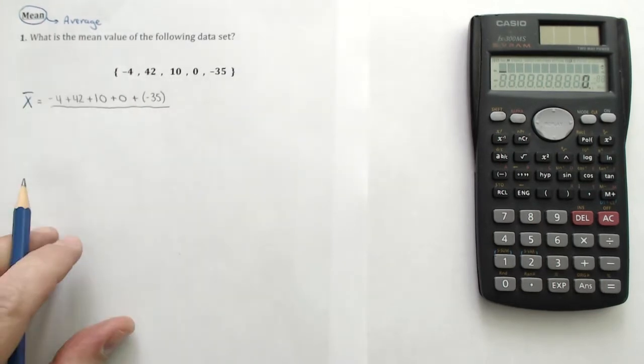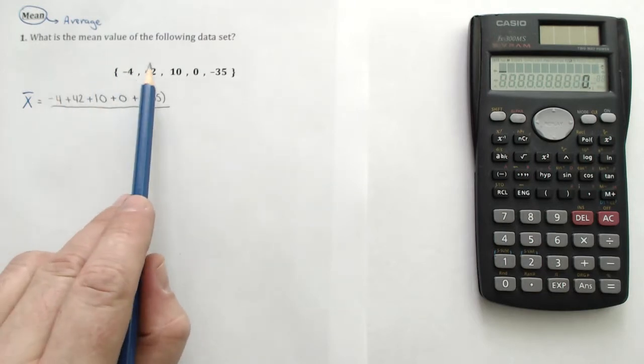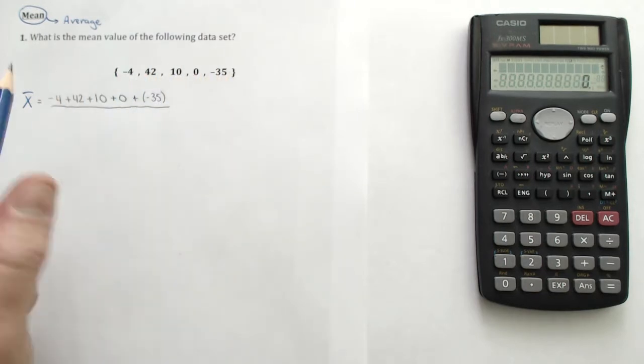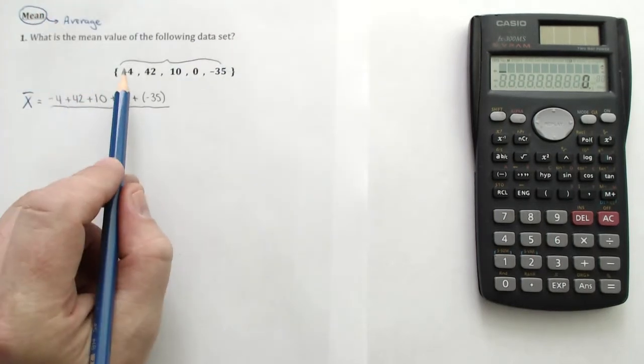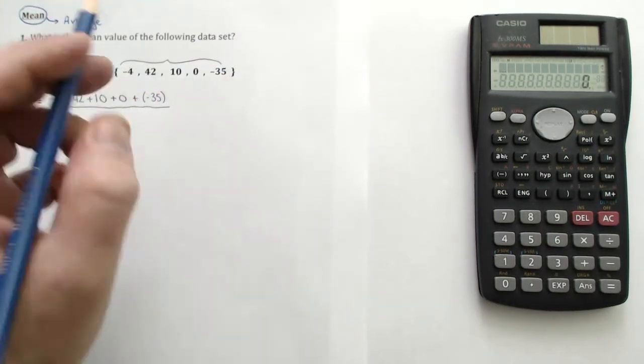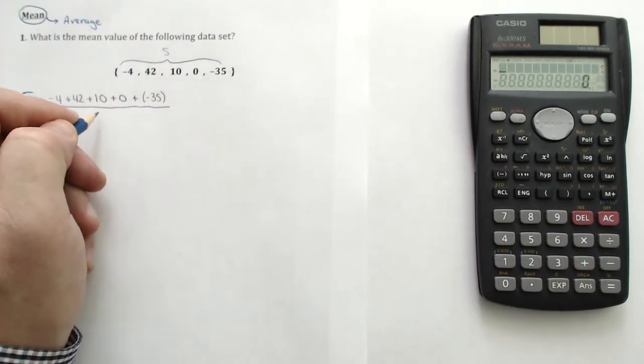Now, I'm going to have to do a division afterwards, and I'm going to divide by the number of data points that are in the set. And in this particular set, right here, if you count them, we have 1, 2, 3, 4, 5. We're going to divide by 5.